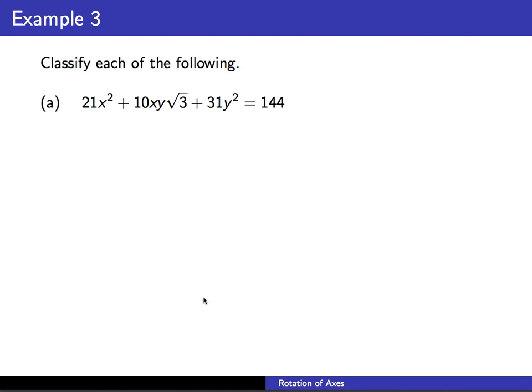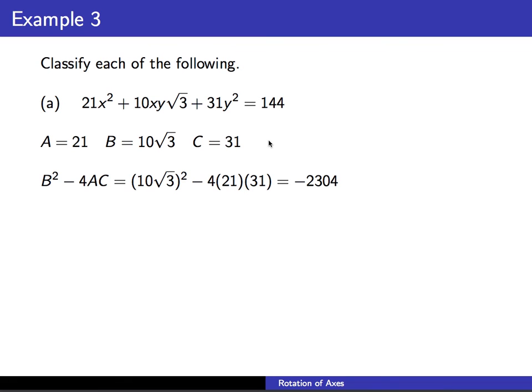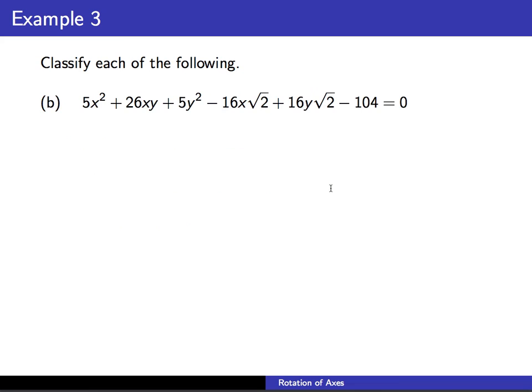Example 3, classify each of the following. This was the same as example 1b, which we know is an ellipse if we go back to that video. But in terms of being able to calculate it without a graphing calculator at all, a is 21, b is 10 times the square root of 3, and c is 31. When we calculate b squared minus 4 times a times c, we get a negative number, and because it's negative, it is an ellipse, as we hopefully remember from the second video in this section.